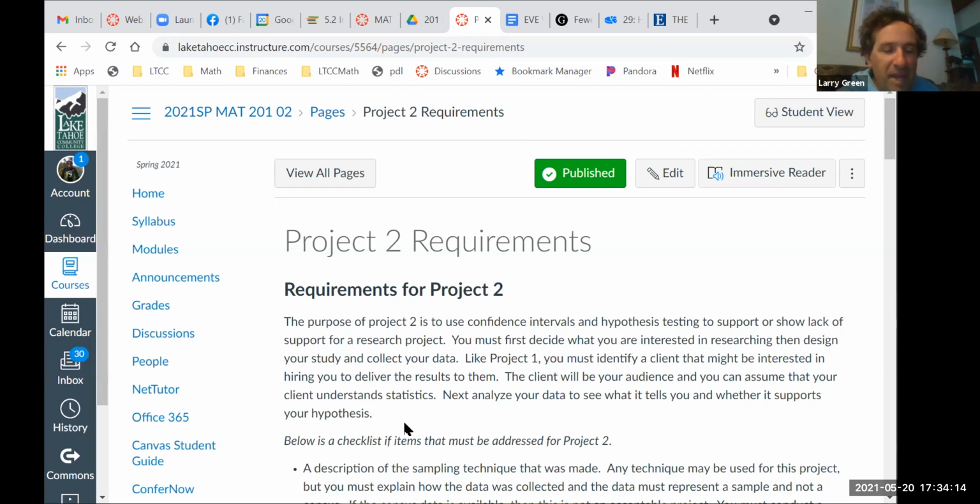The other big difference between project 1 and project 2 is project 1, the requirement was you had to do a survey where you asked people. With project 2, you don't have to do a survey where you ask people. Any ideas of what I mean by that?